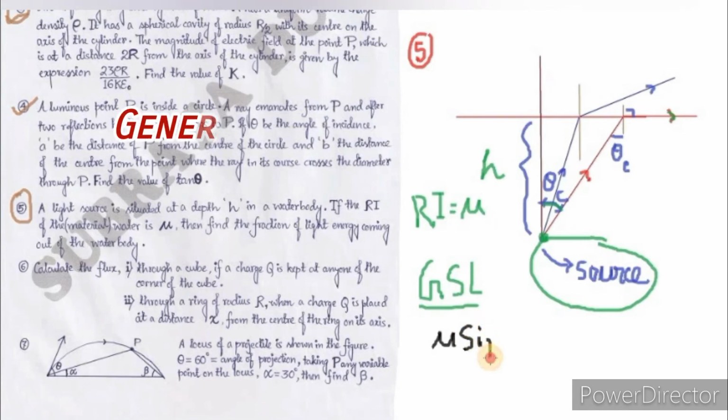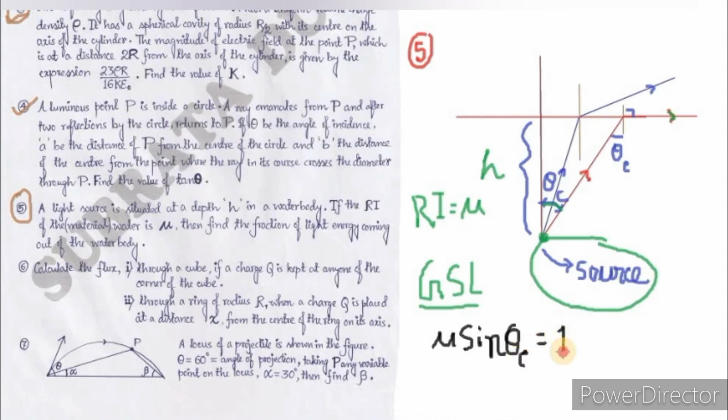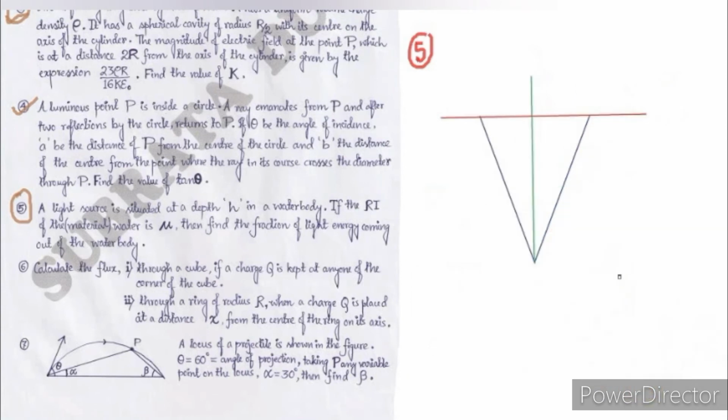So now according to generalized Snell's law, mu sin theta c, here theta c is the critical angle between the water body and the air, is equal to 1. 1 is the refractive index of the air, considering 1, and the angle in the air is 90 degrees. So we are getting sin theta c equals 1 by mu. Now keep this aside, we will need this one.